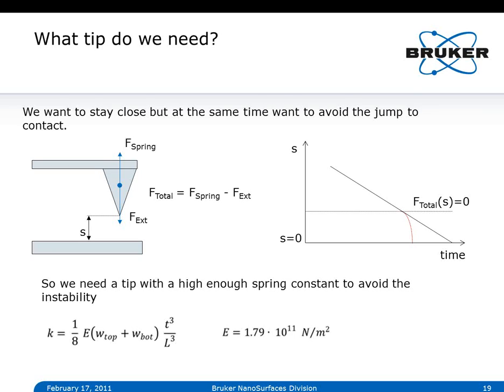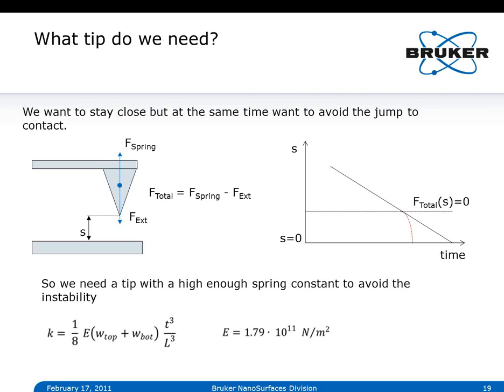So when we look at the left side here, we have our tip above a sample, and we have of course opposing forces acting on that assembly. We have the force defined by the spring constant of the cantilever pulling in one direction, and of course we have the tip sample forces, if they're attractive, pulling into the other direction, and our total force is a combination of these two. And what we want to achieve is shown on the right side, where we plot tip sample distance with S being 0, the tip on the surface here, versus time.